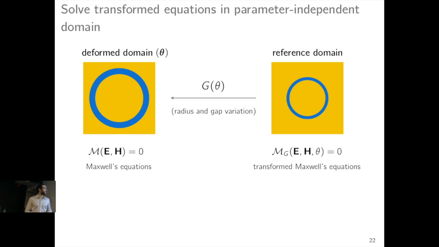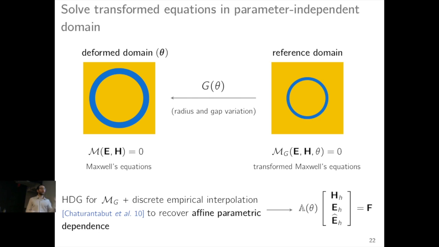So what we do is, alongside doing the HDG discretization for these transformed equations, we combine it with an interpolation technique. In our case, we have used the discrete empirical interpolation method in order to recover a linear system that is affine in the parameters theta. And this is what's really going to be the enabler to perform efficient reduced order modeling. So again, for each new value of theta, we transform the equations and we solve on a fixed reference domain.